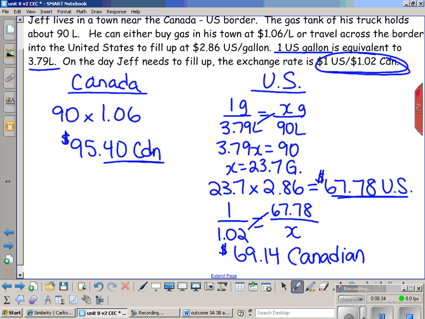So if you look at the difference here, it's approximately $25 cheaper for him to cross into the States. So then you could consider if he's really only a 5-minute drive and he's barely going to use any gas, it's probably not a bad deal to drive into the States. If it's an hour round trip and it's going to cost him a good chunk of gas, maybe it's not worth it. But if all things are considered fairly equal, it would be cheaper to go to the US to buy his gas.